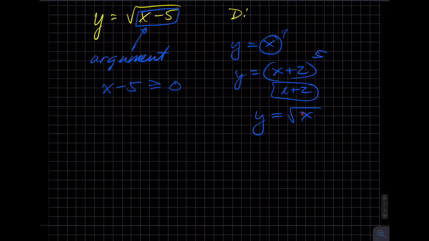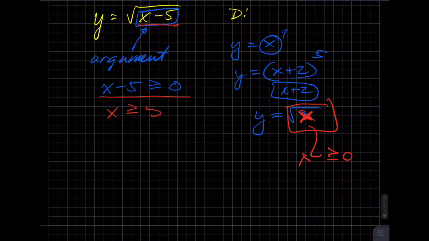This part here, this stuff under the square root, in order for this number to be real, has to be greater than or equal to 0. Okay? So we can look at it the same way and analyze this. This argument, x minus 5, must be greater than or equal to 0, which means my x value must be greater than or equal to 5, because I would add 5 to both sides.